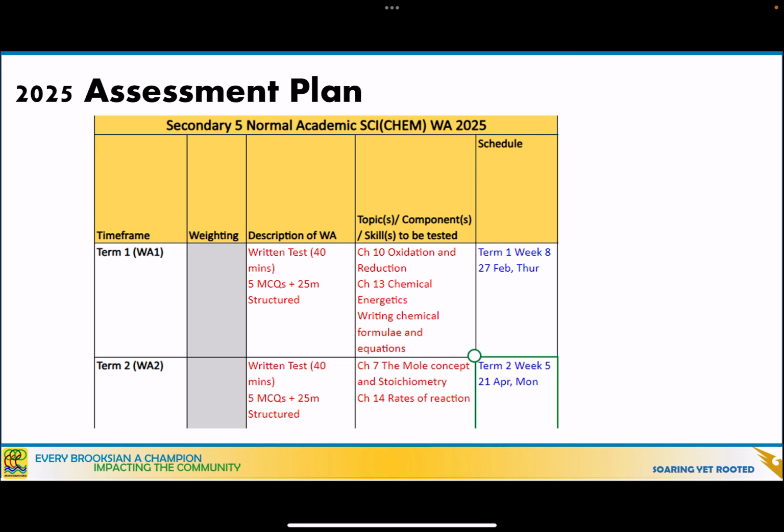Okay, so moving on. Because you are in Sec 5, it's a bit different from when you are in Sec 3 and 4. You will not have 3 WAs, there will only be 2 WAs. Because by term 3, actually, there's nothing that the teacher is teaching in terms of content anymore, which should be done. Then it's just mini tests and all that. But the major WA is just for term 1 and term 2. So term 1 WA will take place in week 8.